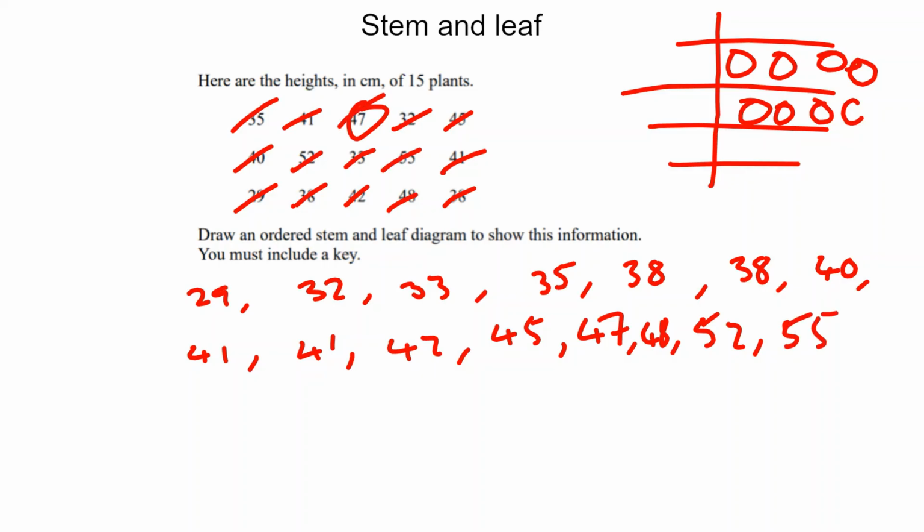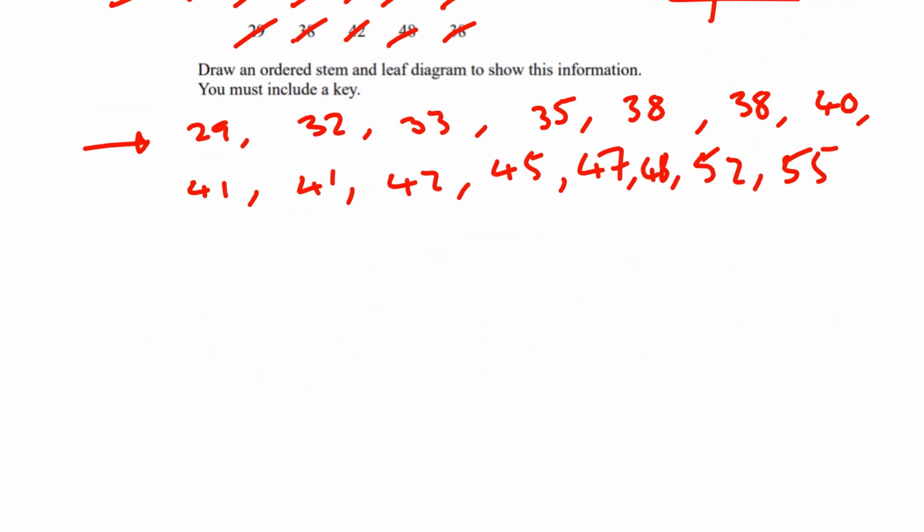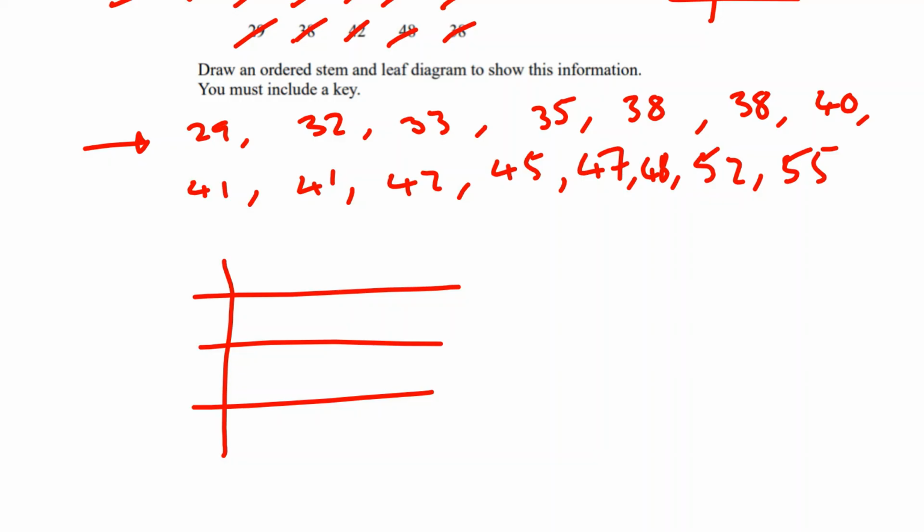As I say, by crossing them out up here and rewriting them below, it was very easy to see I missed one out. One of the biggest mistakes students make is to miss values out. So now we're going to draw our stem and leaf. We're going to do our stem down the side and our leaves going across. We're going to start in the 20s, so we're going to split the number up: 2 for 20, 3 for 30, 4 for 40, 5 for 50.